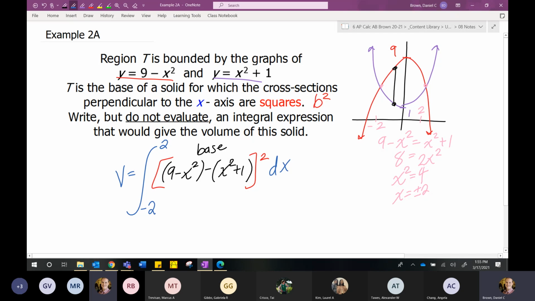Could you simplify your answer? Sure, you could distribute the negative and combine like terms, but why would you? It just tells you to set it up, and that would be the setup. I do want to say this, not for you to rely on it, but say you accidentally flipped, instead of doing top minus the bottom, you did bottom minus the top.